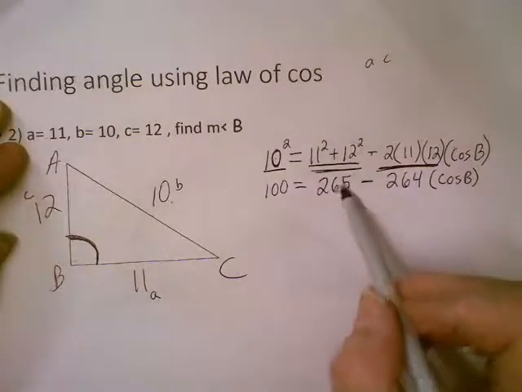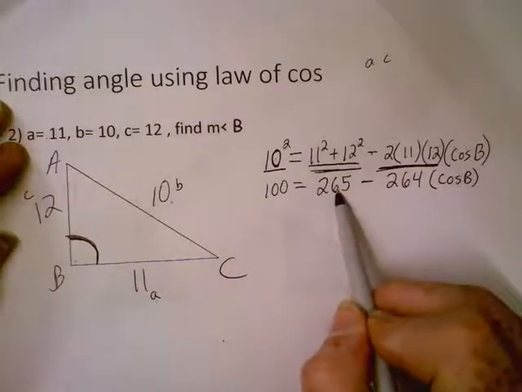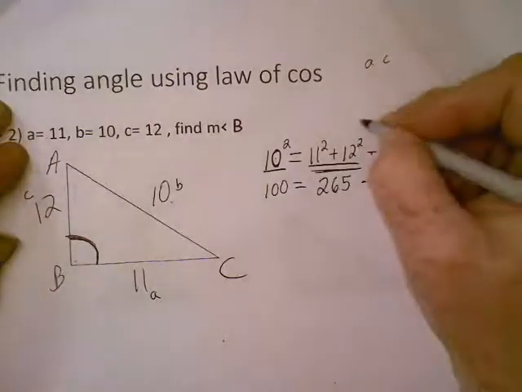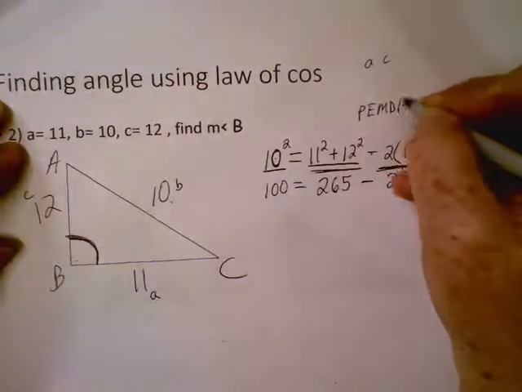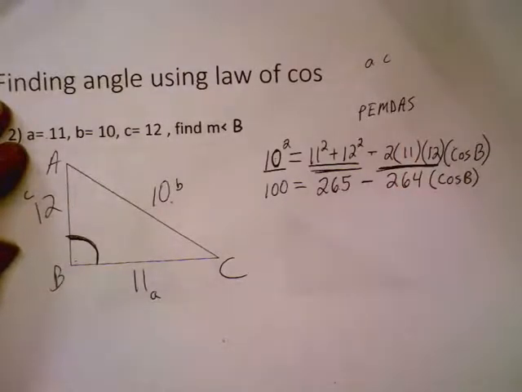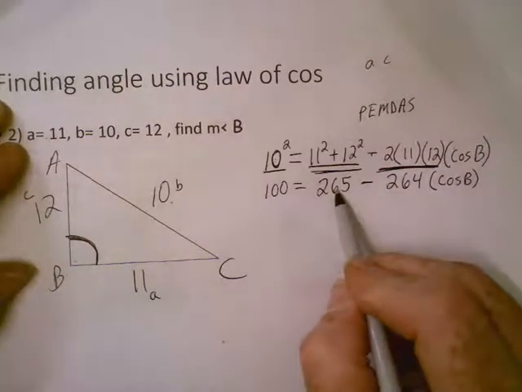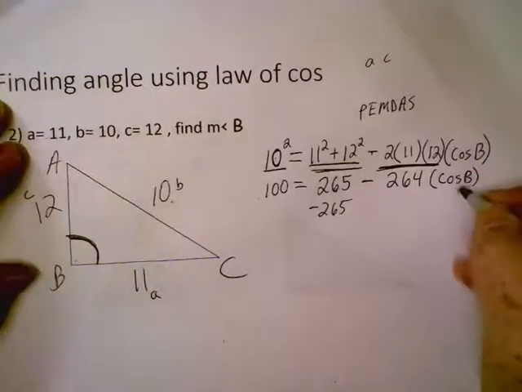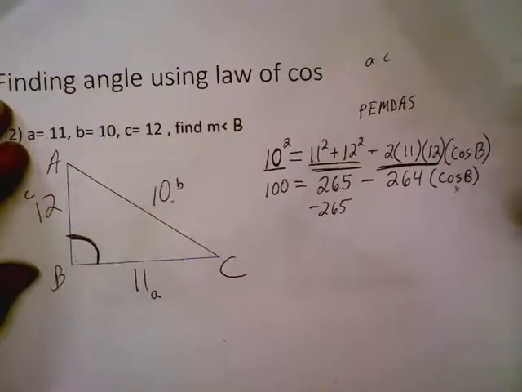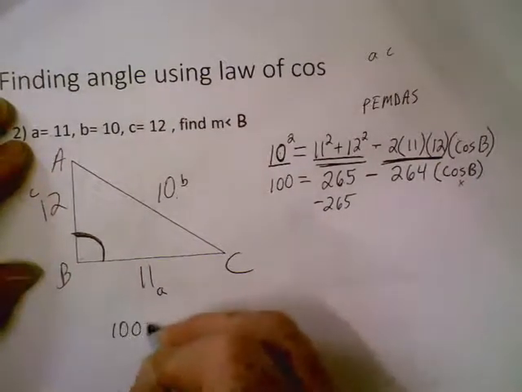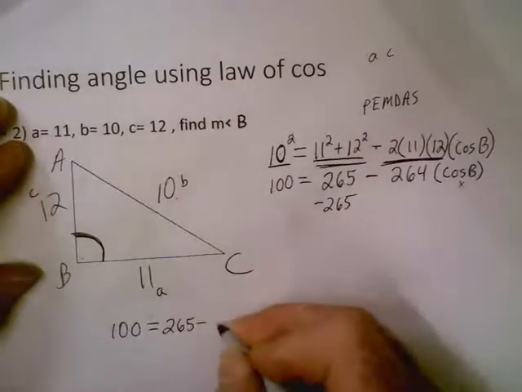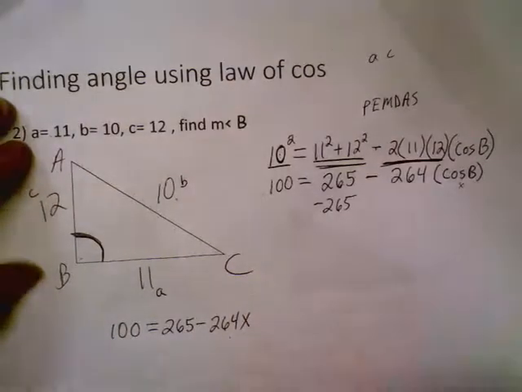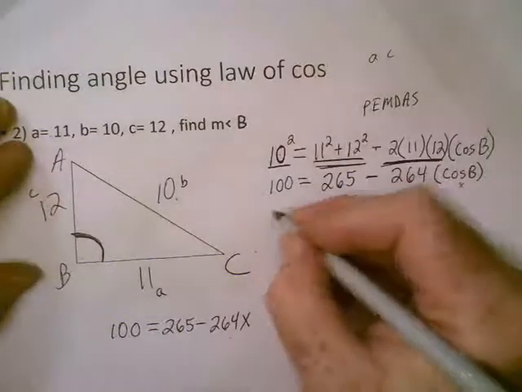Where a lot of students run into a mistake here is the next thing they do is they subtract 265 minus 264. Your PEMDAS, your order of operations, that doesn't work. You cannot do that. I know it looks easy, but you can't do it. What you got to do next is you take this number and subtract it on both sides. You got to solve it like this here is just a variable. So you have an equation that looks like this: 100 equals 265 minus 264 times x. It's like you're solving that equation. You're trying to get that x by itself. So you got to subtract this first.